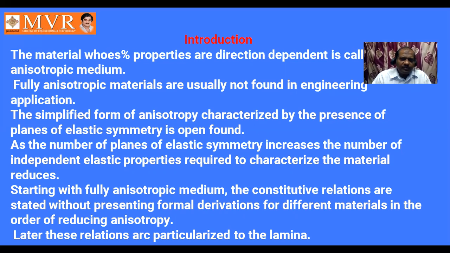So the behavior of a material will depend on a particular direction, and that medium is going to be called an anisotropic medium. That means the material whose properties are direction dependent is called an anisotropic medium. I repeat once again, what is an anisotropic medium? The material whose properties are direction dependent is called an anisotropic medium. Fully anisotropic mediums are usually not found in engineering applications.